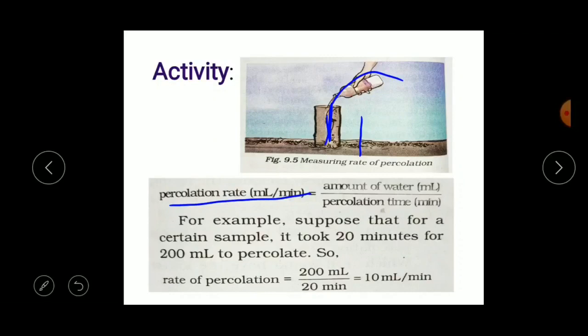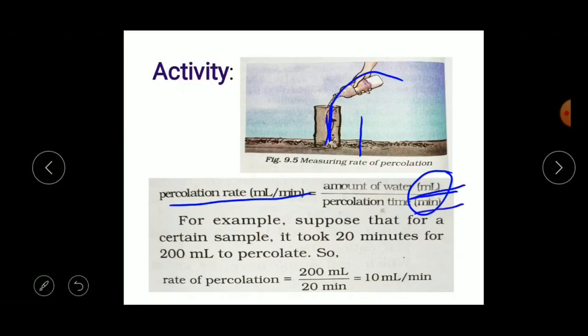Here, amount of water means how much water has percolated. Percolation time means how much time it has taken to percolate. The amount of water is calculated in ml, whereas the percolation time is calculated in minutes.